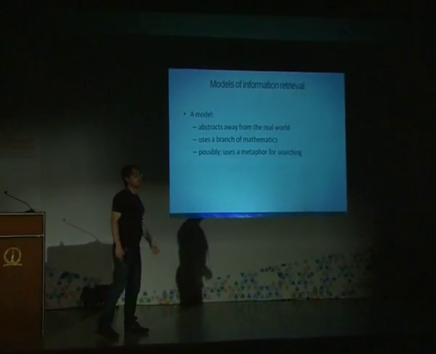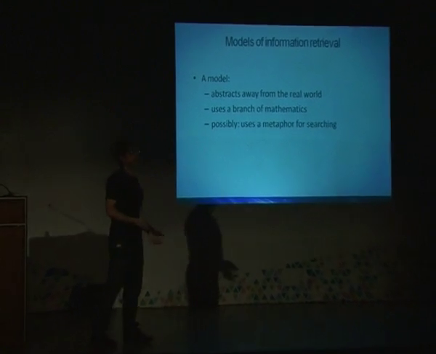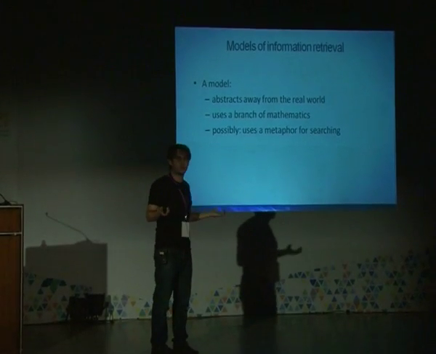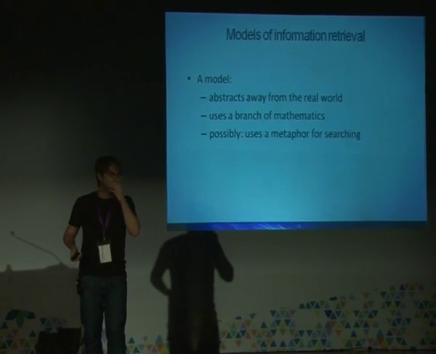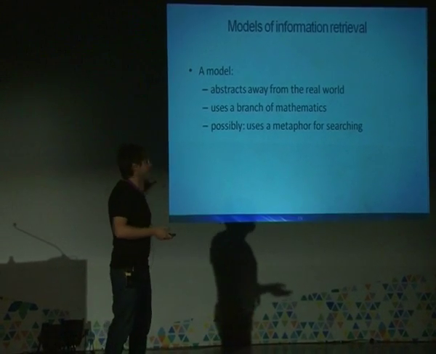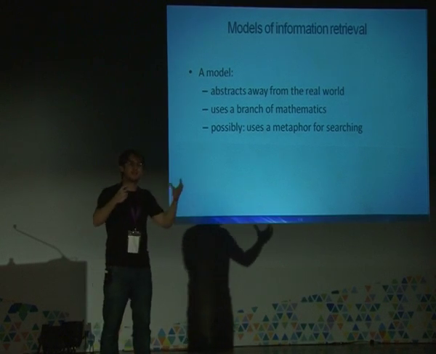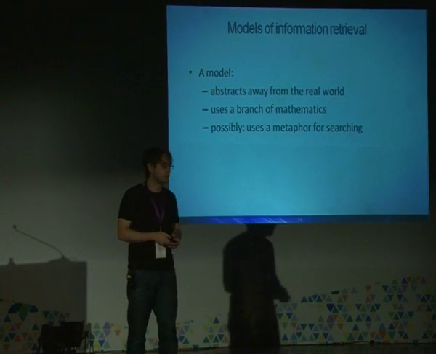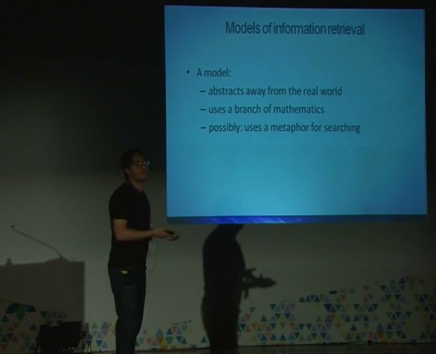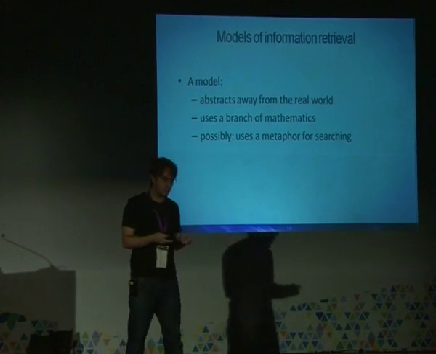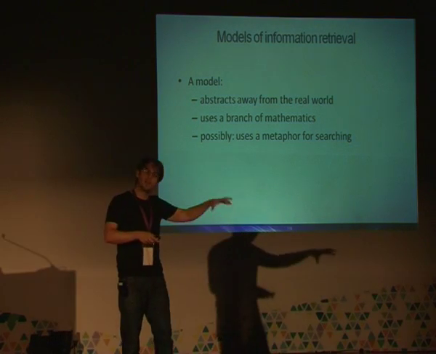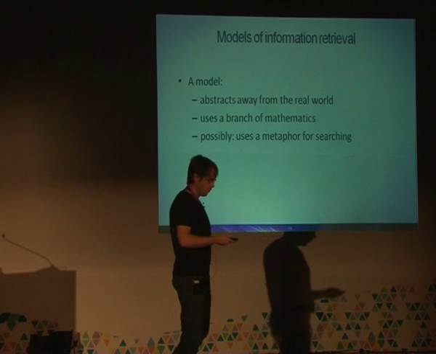So models of information retrieval. So what is a model? A model is an abstraction away from the real world. A model uses a branch of mathematics in order to try to represent a concept in an equation. And possibly you use a metaphor for searching. You make some hypotheses, some assumptions of why people search in a particular way, and you try to incorporate and implement these assumptions in the model.